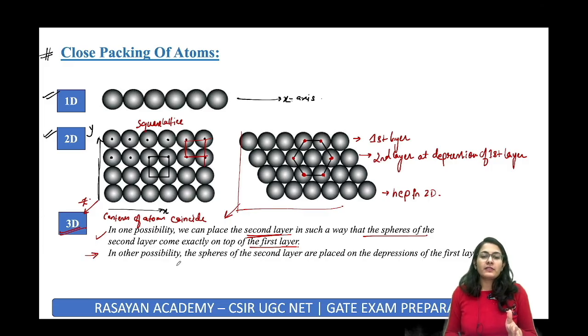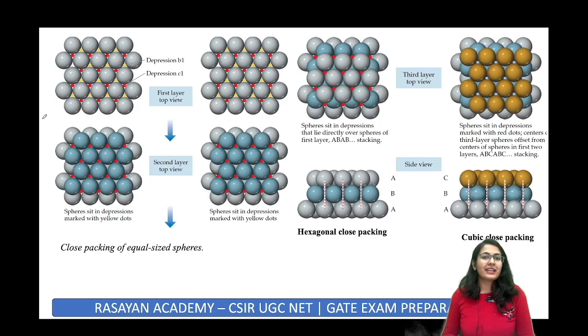The second possibility is that the spheres of the second layer are placed on the depressions of the first layer. So this one, which we have done here, if I'm extending in the Z axis, I will do the same. These are the depressions. So I will place the next layer on the depressions at these points. Okay? So let's talk about this. It's very interesting.